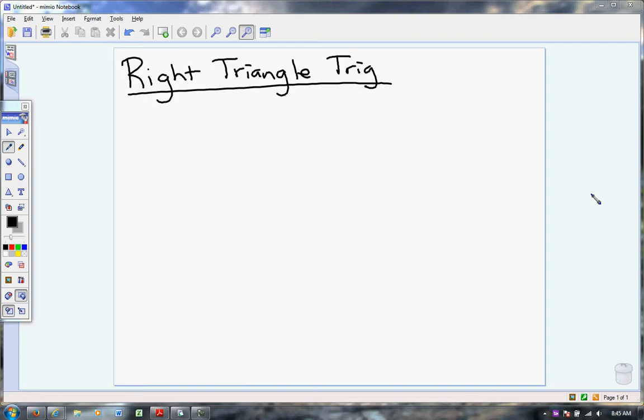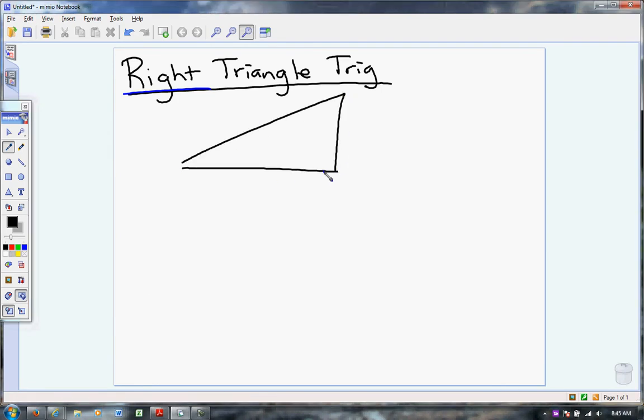Okay, today we start working with right triangle trigonometry, and most of today is going to be the basics, but it's also going to be some very important basic stuff. Most of trigonometry, as I told you, deals with right triangles. So let's draw a right triangle. A right triangle obviously is one where one of the angles is a 90-degree angle.